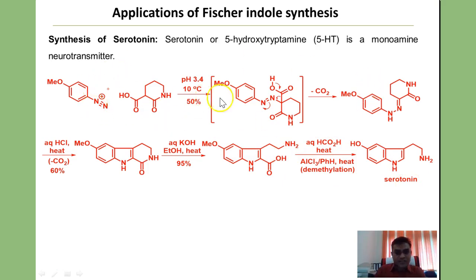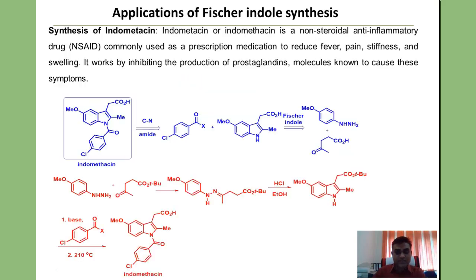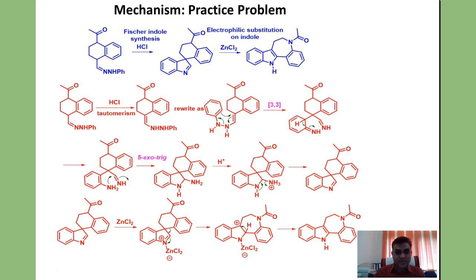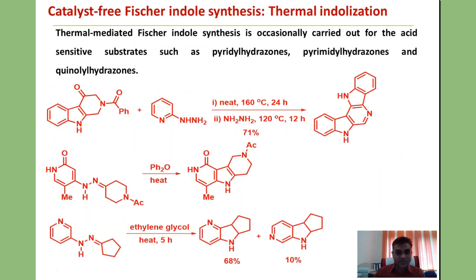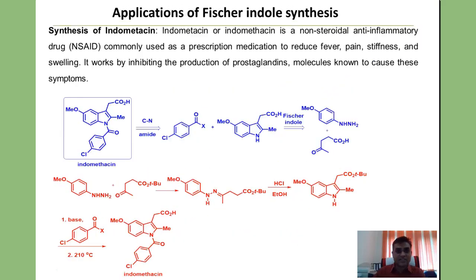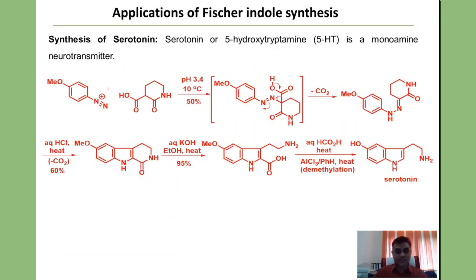So in this synthesis, the Jap-Klingemann modification is employed, and the molecule is biologically important, and therefore we have included it as a part of the discussion here. So we have completed the Fischer indole synthesis in this way. We have seen the definition of the Fischer indole synthesis, then we have discussed the mechanism. We have seen the various examples, substrate scope, then modifications, as well as the applications of Fischer indole synthesis for the synthesis of some biologically active compounds.